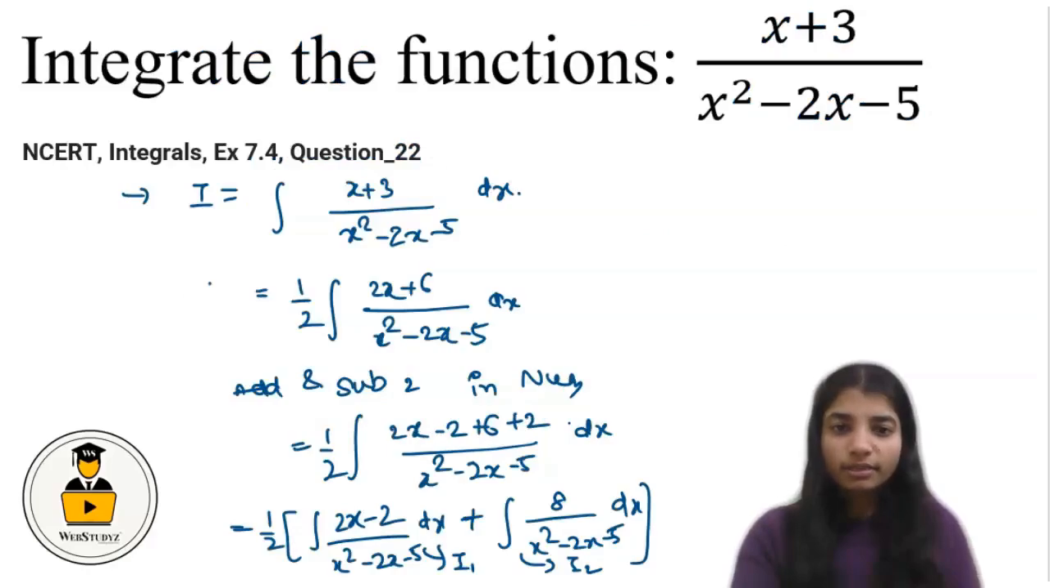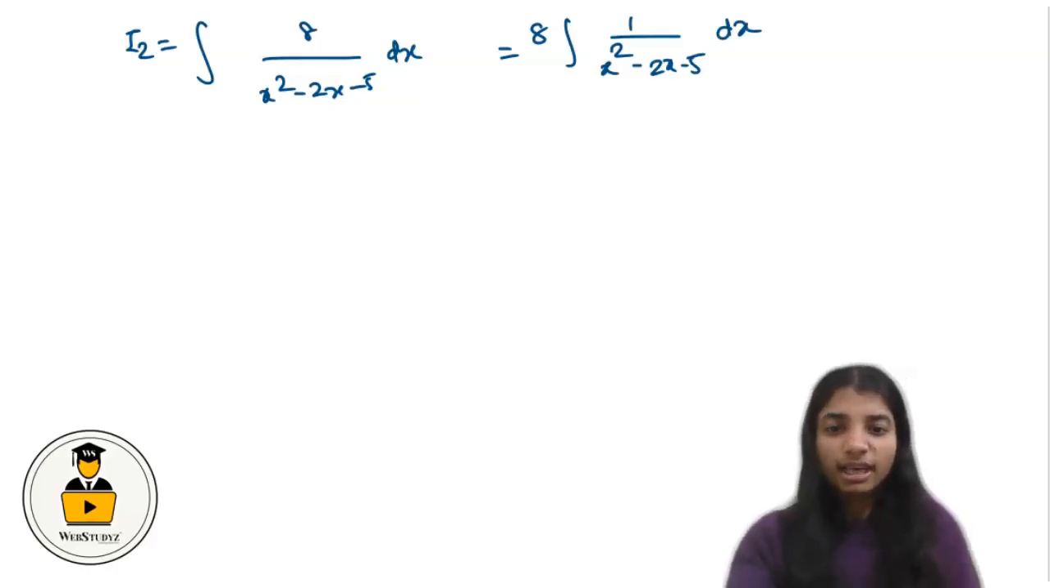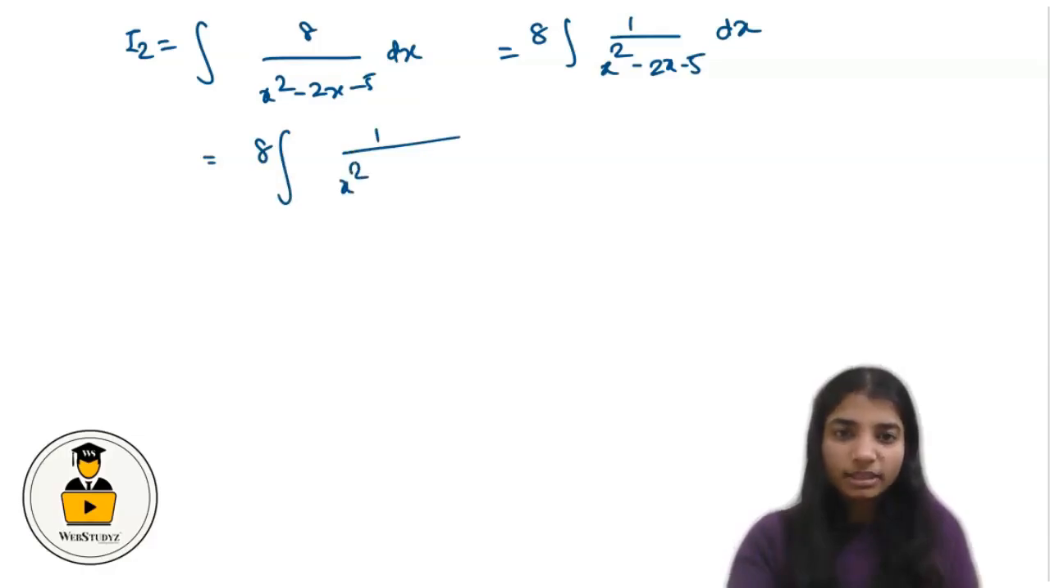I2 from here is equal to the integral of 8 divided by the square root of x raised to the power 2 minus 2x minus 5, multiplied by dx. We can write this as 8 multiplied by the integral of 1 divided by the square root of x raised to the power 2 minus 2 multiplied by 1 multiplied by x minus 5.